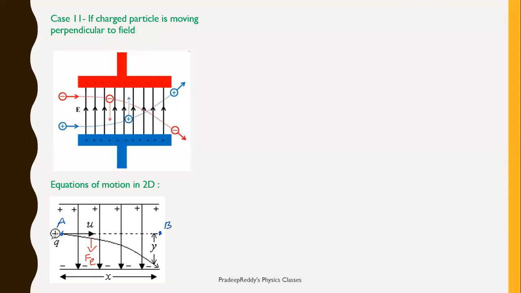If a charged particle starts at position A, when it enters the electric field, its actual path should be along AB. But instead, there is an electrostatic force acting in the downward direction. Therefore, it deviates and finally reaches a new position. Let it be C, right?